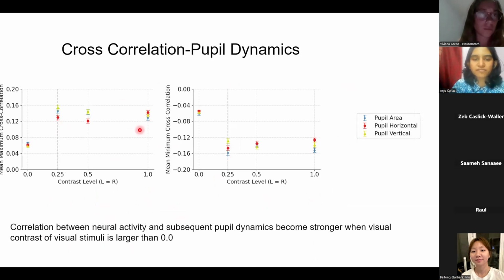So this is the graph. This is the figure of both the graphs together for mean maximum cross correlation and minimum cross correlation. And we can again see the correlation between neural activity and subsequent pupil dynamics. For all the three dynamics we looked at, pupil area, pupil horizontal, pupil vertical, the correlation between these dynamics and neural activity becomes stronger when the visual contrast stimulus is larger than 0 on both sides.